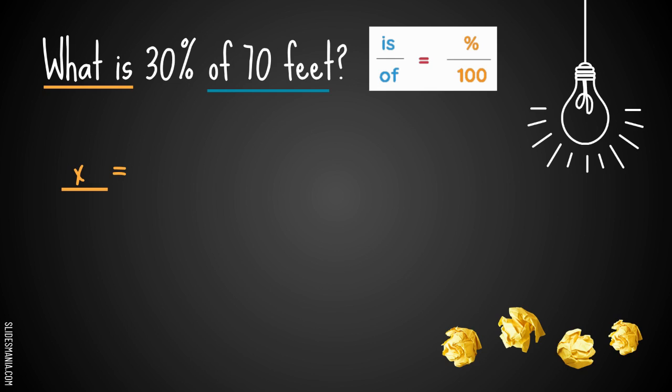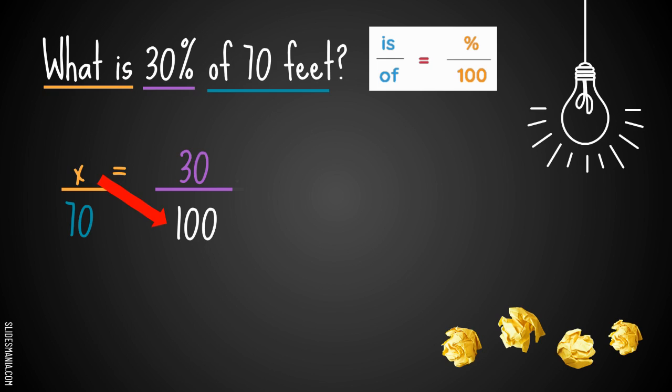Of 70 feet, we know. So de 70. So you put 70 in the of spot. Do you know the percent? It's 30. Es 30. So you put 30 in the percent spot. 100 is always part of the problem. Siempre hay 100.